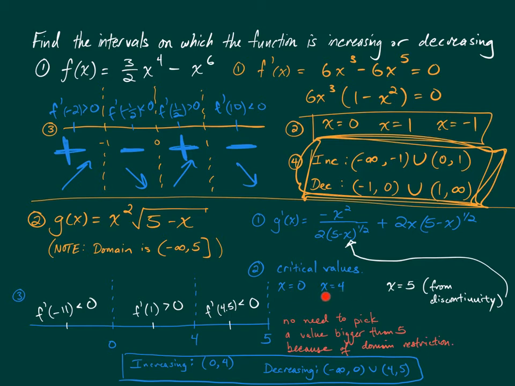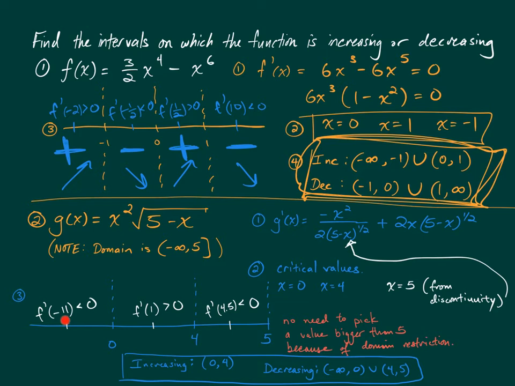So those are 2 critical values, but you also get this third critical value, x equals 5, from the discontinuity over here. If you substitute 5 in for this x, you will end up with a divide by 0. So that's step 2, finding the critical values. There are 3 of them. Step 3 over here is to put the critical values in the number chart, pick some test values.